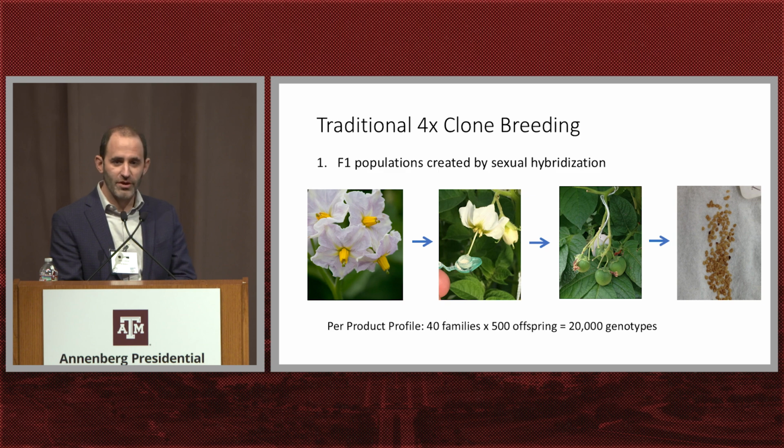So what does traditional tetraploid potato breeding look like? For those of you who've studied plant breeding methods, the clonal crop breeding chapter is usually the simplest chapter because you basically create the genotype and then you just start propagating it. It's pretty simple. That's what this looks like.